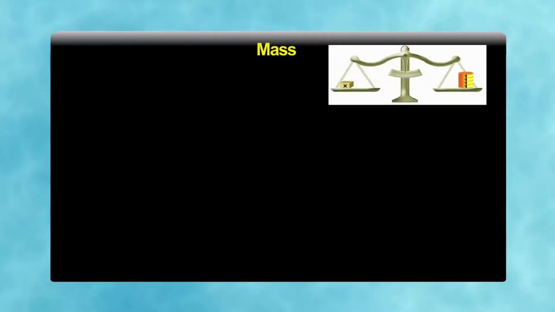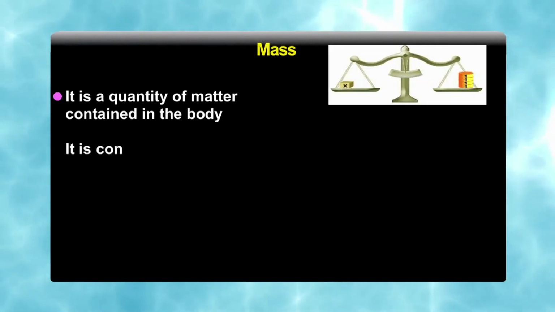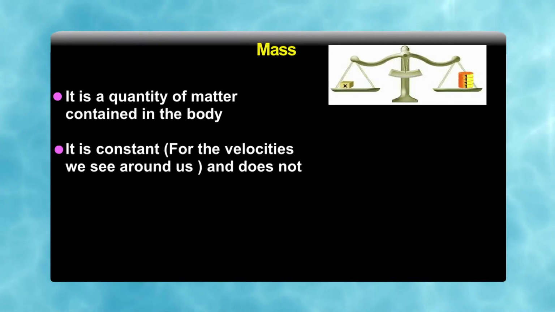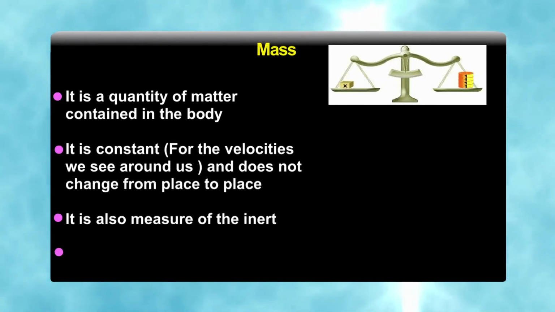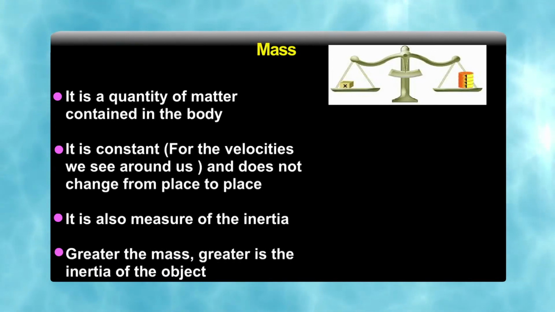Let us talk about mass. What exactly is mass? It is the quantity of matter contained in a body. It is constant and does not change from place to place. It is also a measure of inertia. Greater the mass, greater is the inertia of the object.